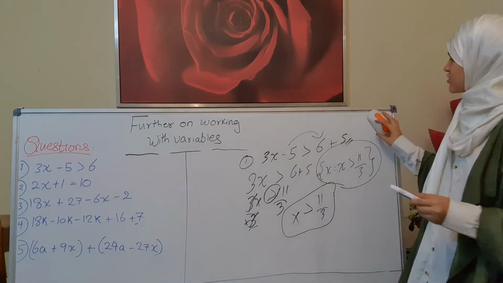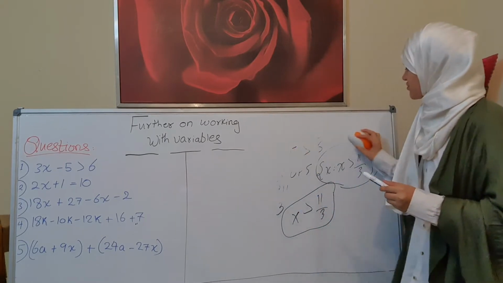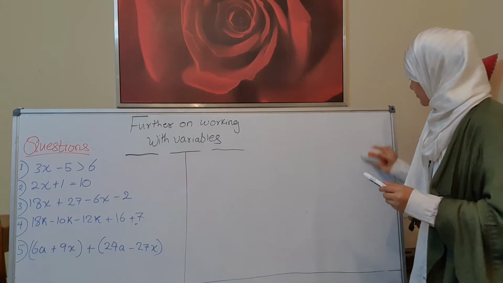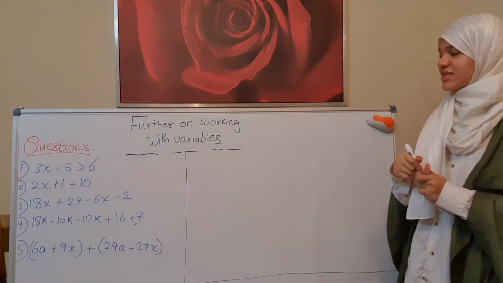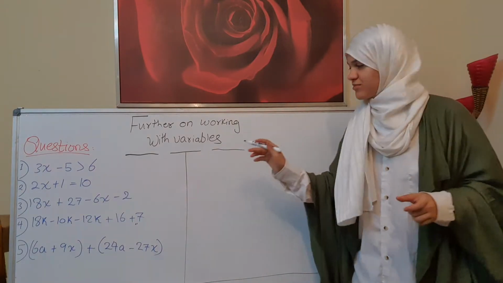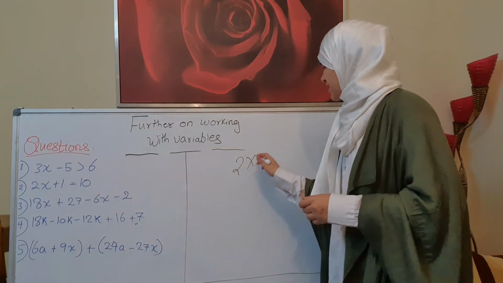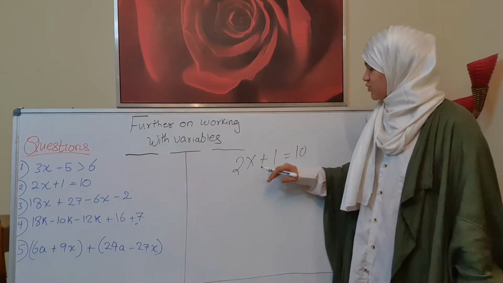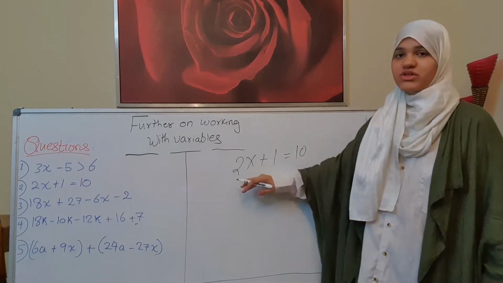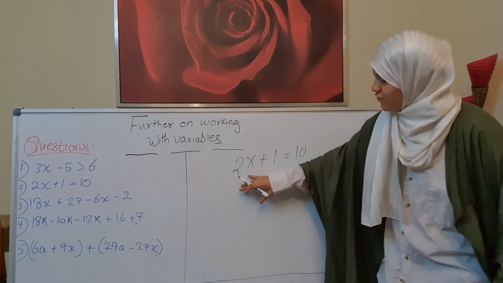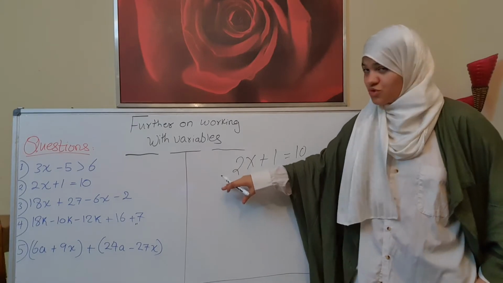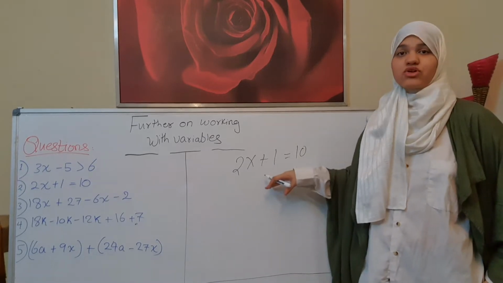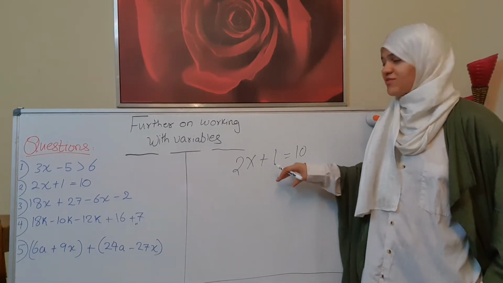Now, the second question. The second question says 2x plus 1 is equal to 10. Now here we want to collect the like terms together. First of all, 2x: the 2 has the variable of x. But 1 and 10 are like terms because both of them are numbers. They don't have any variable.